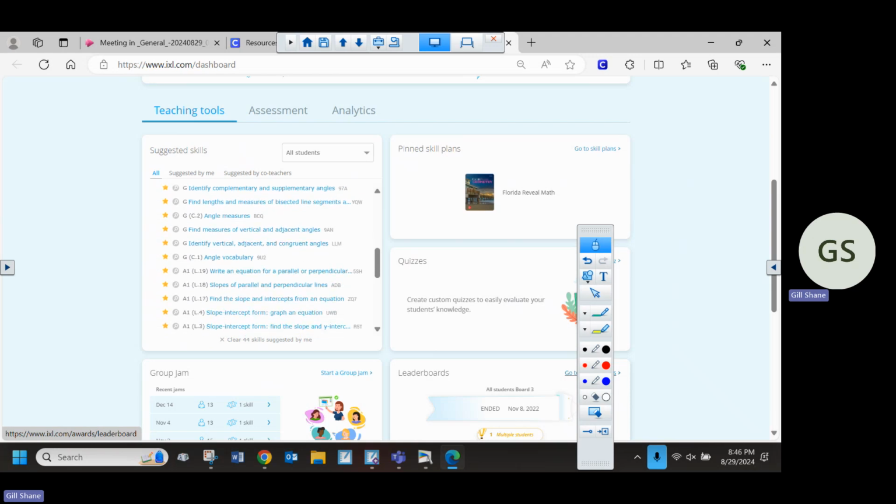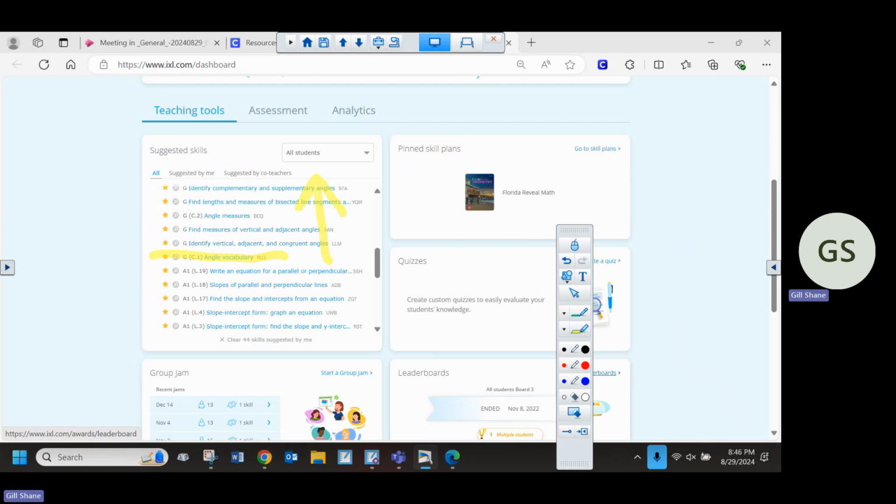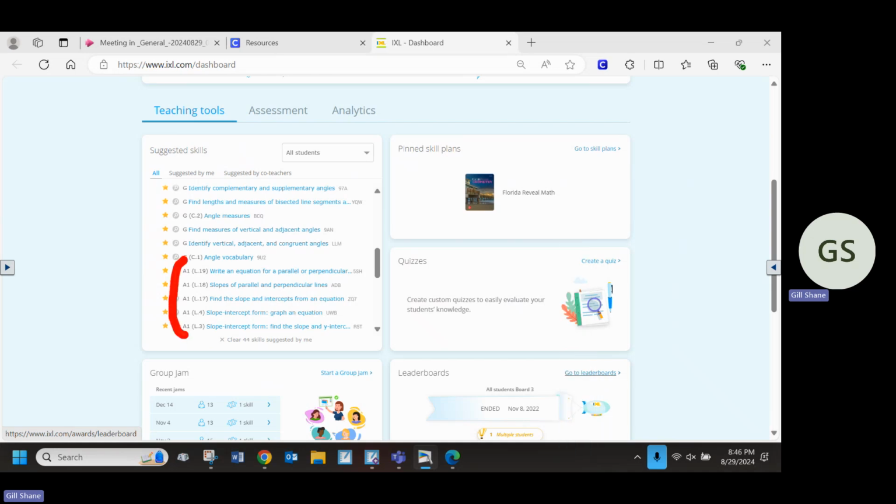The one that says angle vocabulary. So if you're not sure what I'm talking about, that one right there, angle vocabulary. And then you would work your way up through the angle ones. They should hopefully be in order. I don't know if it'll be top to bottom for you, but should sort of be in order. Let's see what else. Now you see the algebra ones. Anything with an A in front of it.